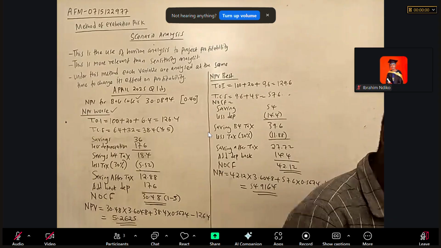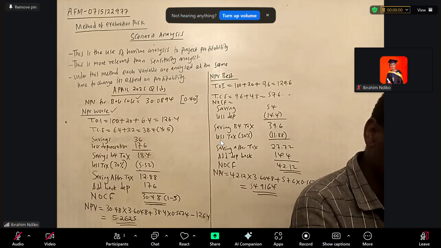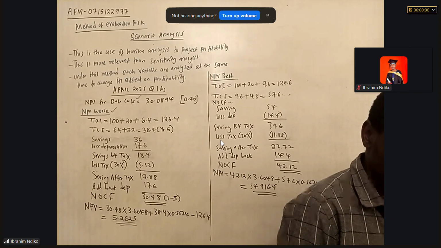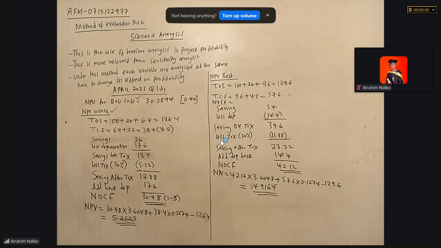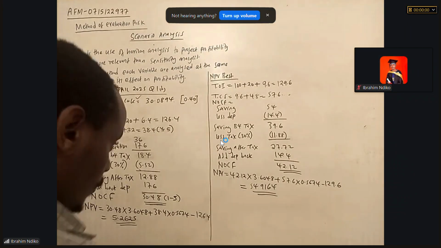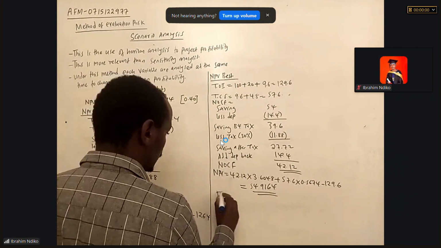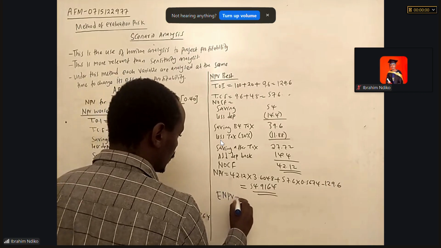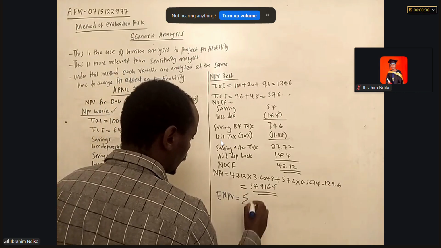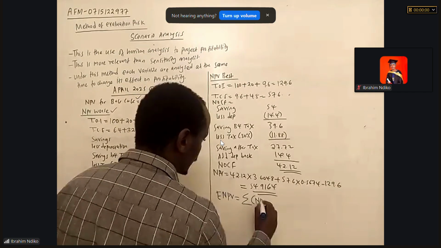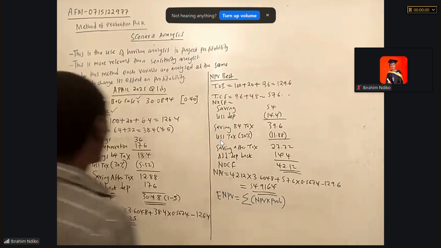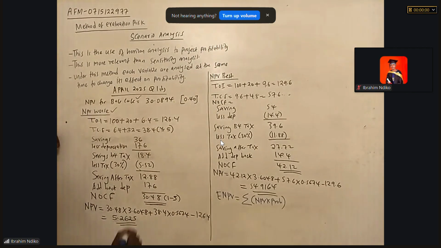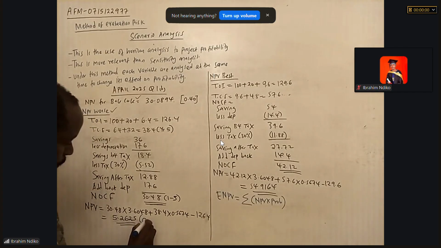Yes. Now let's get back to our question. What was the requirement? The project expected net present values. So expected net present value. You're supposed to take the summation of NPV times probability. What is the probability of was 0 point? 0.30.